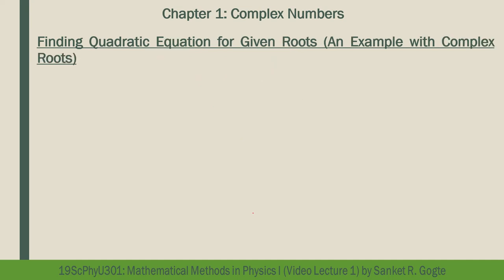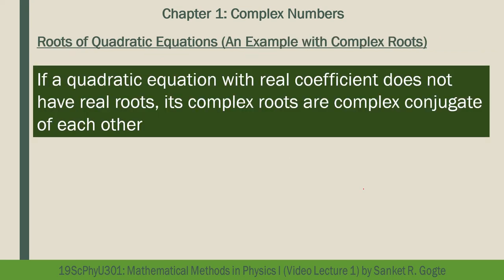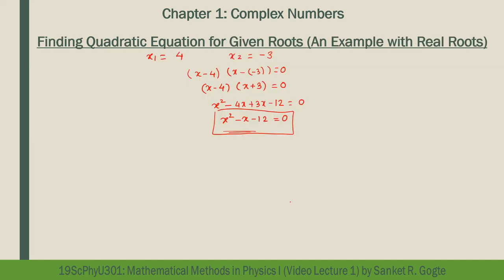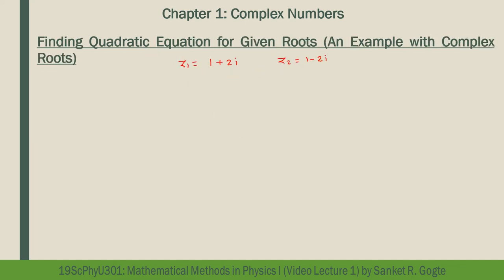Let's now consider another example where the roots are not real but are complex numbers. Suppose the first root is say 1 plus 2i and the second root is 1 minus 2i. In this course, we will be considering quadratic equations with real coefficients, and as we have seen in this statement, whenever we have real coefficients for quadratic equations and if the roots are complex, then these roots are complex conjugates of each other, which we can see here.